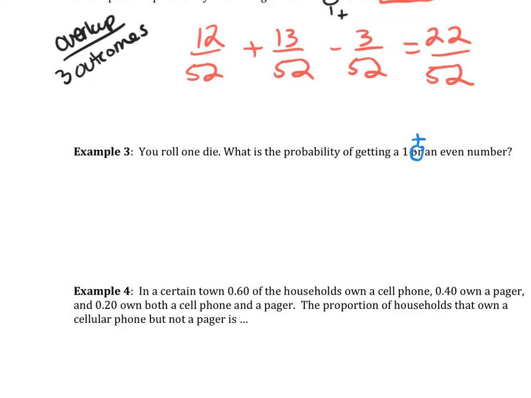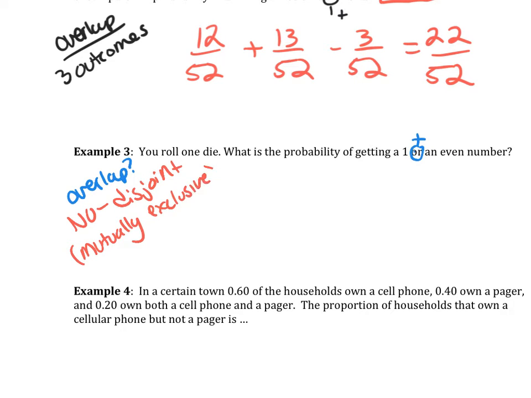And so getting a 1 or an even number, if there's any overlap, is it possible to roll a die and get a number that's both a 1 and even? Nope, because 1 is not even. So since there's no overlap, that means these are disjoint events or mutually exclusive, because they cannot happen at the same time. You can't roll a 1 and an even at the same time.